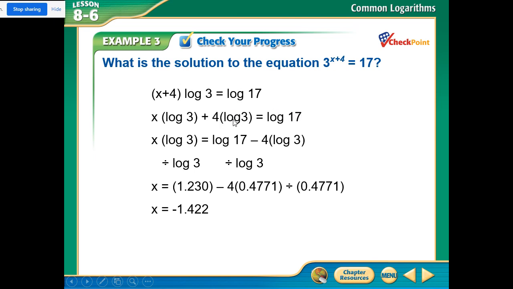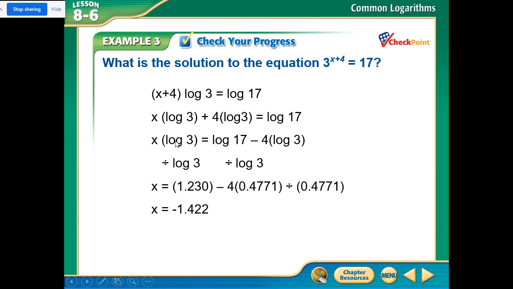Well, 4 log 3 has no value in terms of an x. So I need to go ahead and move it over. It's just like having 2x plus 4. I would move the 4 over. All right, because it's 4 log 3, who cares? So I move it over, and it's a minus 4 log 3.